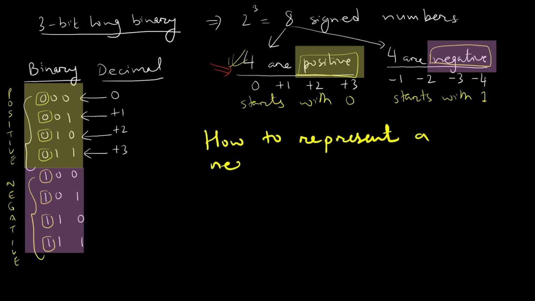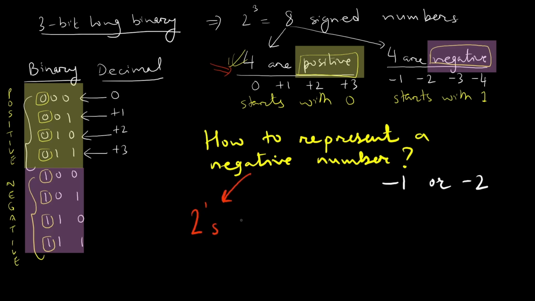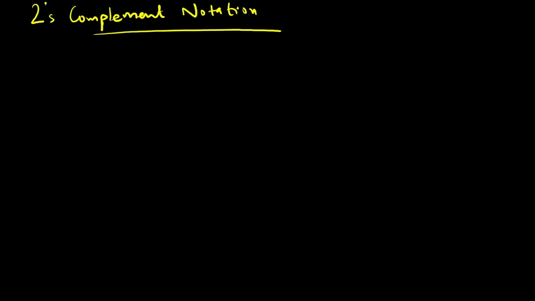Now how do I represent a negative number? Say, how do I represent minus 1 or minus 2 in binary form? Negative numbers are represented using 2's complement notation. Now what is this? Don't worry, I shall explain.